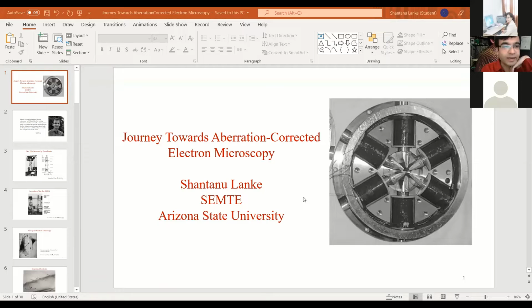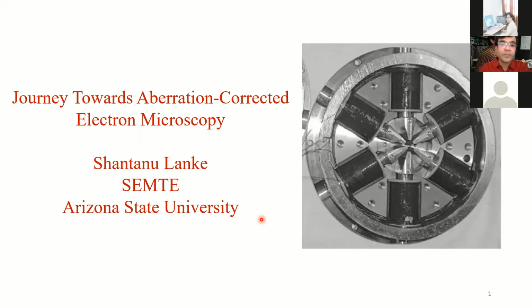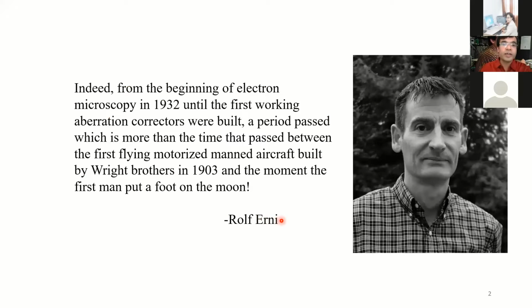So why did I select this topic? Because this topic is very interesting, since it took significant time for people to work on aberration correction. And here is the time from when the first electron microscope was invented by Ernst Ruska to when the first aberration-corrected electron microscope came into reality. The time was actually more than the time between when the Wright brothers invented the motorized manned aircraft and the moment when the first man put a foot on the moon. So that's why it's very interesting to talk about how the journey of aberration correction went.